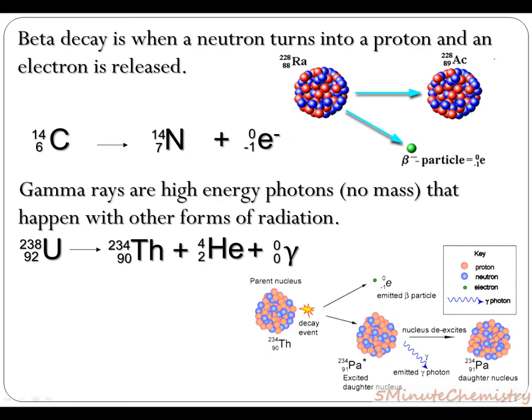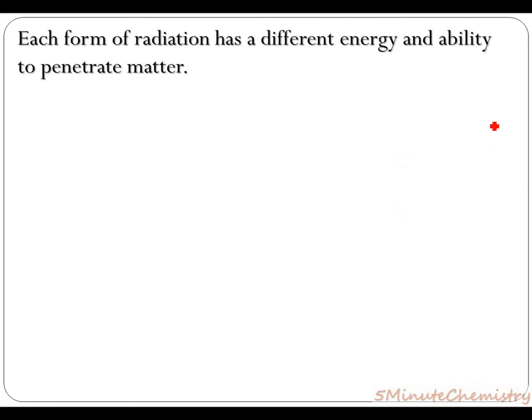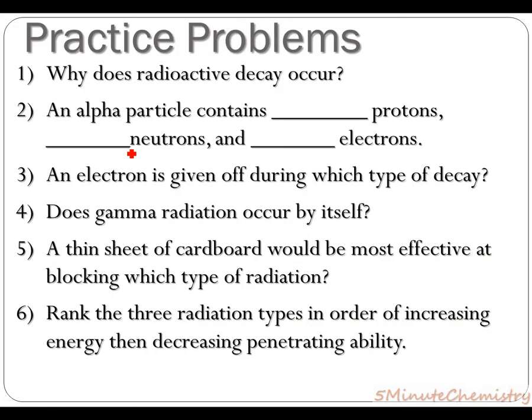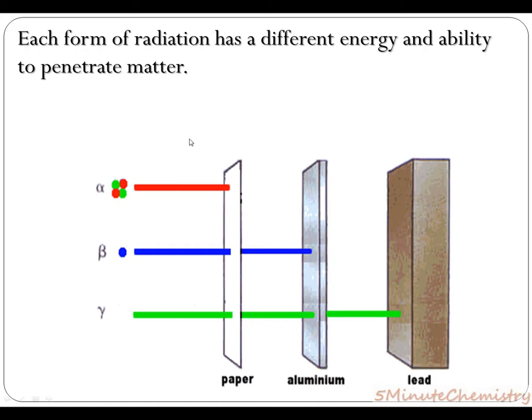The last concept that we're going to talk about now is the idea of penetration ability. Each form of radiation has a different energy and ability to penetrate matter. We begin with our alpha particles. Our alpha particles have a lesser ability to penetrate. In fact, they're stopped by paper.